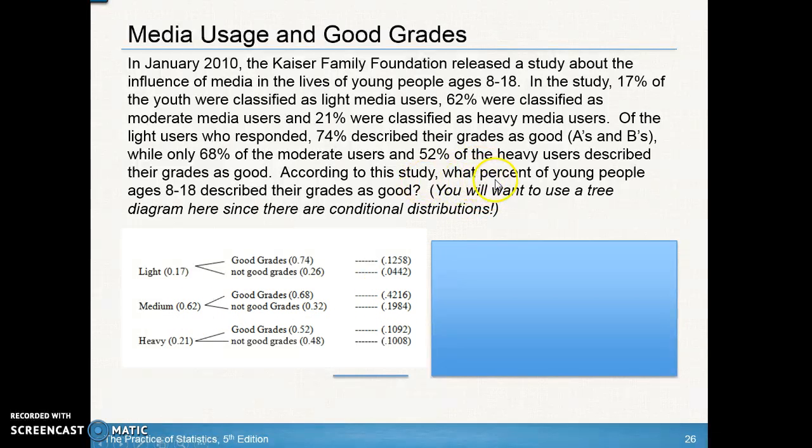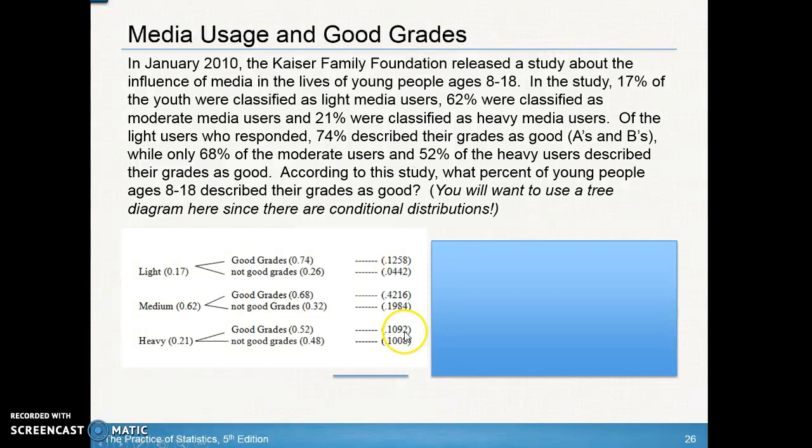Now here's the tricky part. What percent of young people describe their grades as good? You can't just add up these probabilities, 74, 68, and 52, because that was based on the condition that they were light, medium, or heavy internet users. So this probability right here, this 0.125, is light and good grades. This 0.4126 is medium and good grades. This 0.1902 is heavy and good grades. So notice there are three sets of internet users that describe their grades as good.